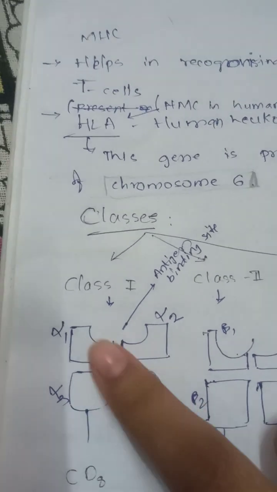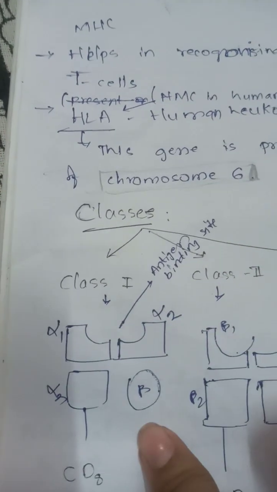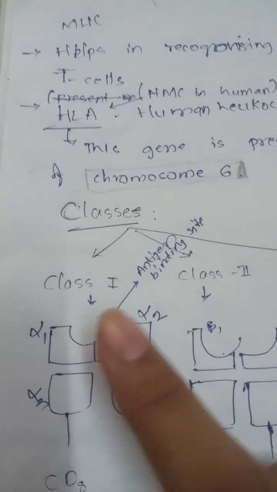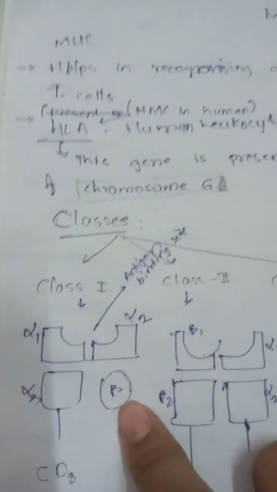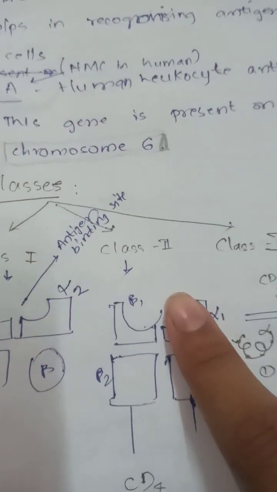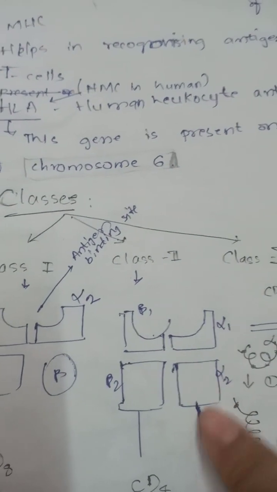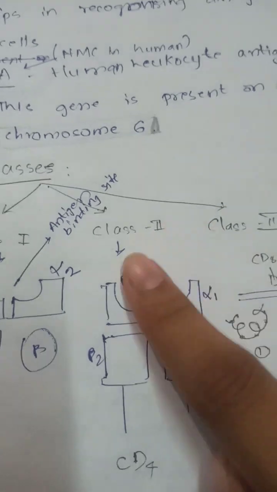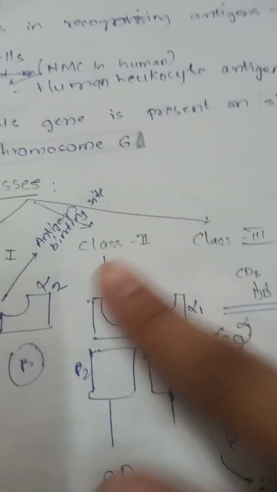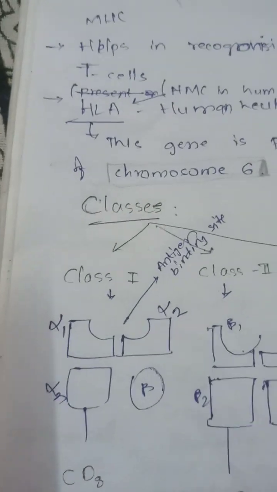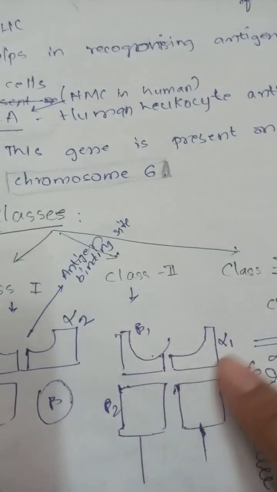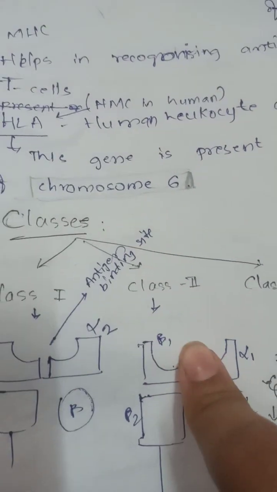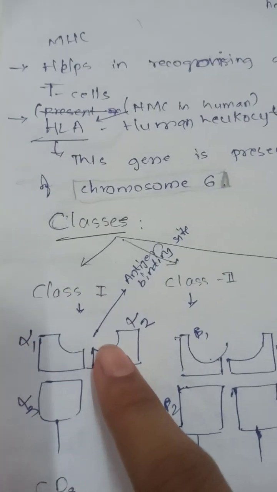Class 1 MHC contains alpha 1, alpha 2, alpha 3 and beta subunits. The molecular weight of the alpha subunit is 45,000 while beta is 12,000 Daltons. In class 2, there are alpha 1, alpha 2 and beta 1, beta 2 subunits. The molecular weights of the alpha subunits are 30,000 and 33,000 Daltons, while the beta subunit is 28,000 Daltons. In class 2, beta 1 and alpha 1 are responsible for binding the antigen, and in class 1, alpha 1 and alpha 2 are responsible for binding with the antigen.